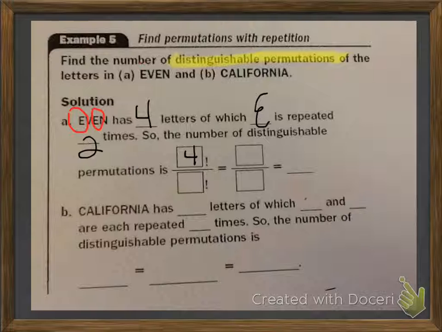On the bottom, I want to focus on the repeated letters. I have 1 repeated letter, so I will only have 1 factorial, or 1 thing that's factorialed on the bottom. And the E is repeated twice, so I plug a 2 in for the bottom. When I simplify, I know that 4 factorial is 24. I know that 2 factorial is 2. For a final answer of 12 different ways for distinguishable permutations.